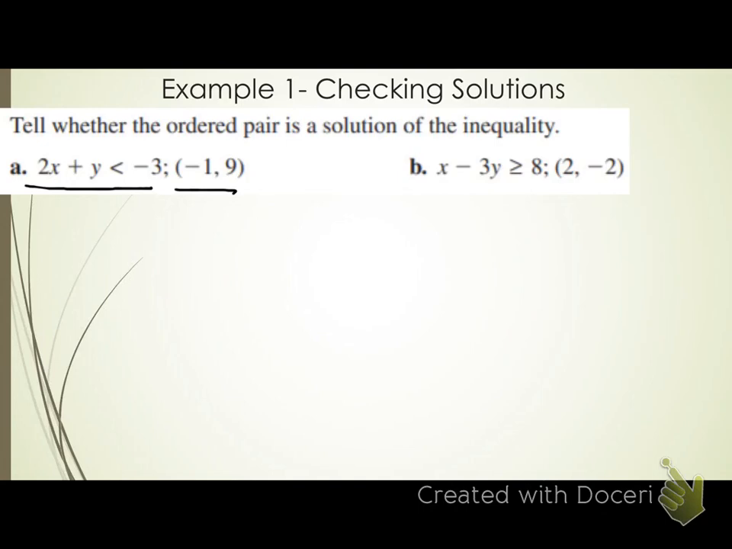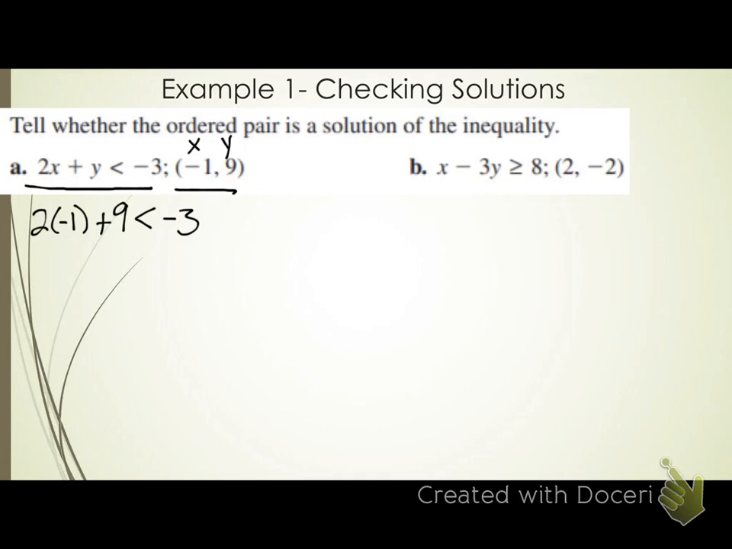Yeah, what's my x value here? Negative 1. What's my y value? 9. I'm going to take the x out, put negative 1 in its place, take the y out, put 9 in its place, and then work down both sides of my inequality. So 2 times negative 1, because that was times x, plus 9 is less than negative 3. Is there any confusion on where I've placed my values? Negative 1 is my x value, so it goes in for x. 9 is my y value, so it goes in for y.